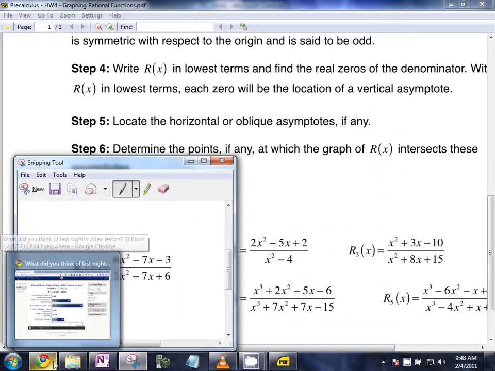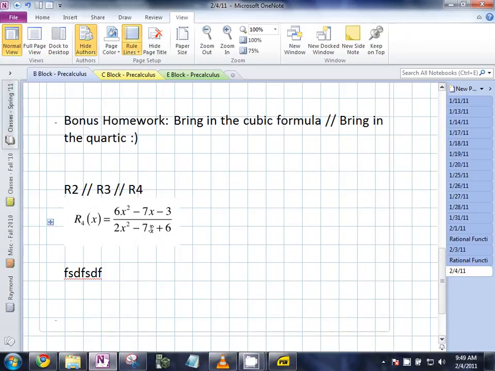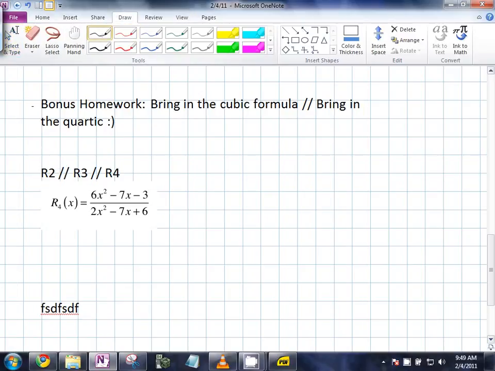So you did the first three steps, right? That's what you're supposed to do? Let's check this out. What is this program? One note. So if you want to examine this in terms of DIS, domain, intercepts, and symmetry, what are you going to have to do to both the top and the bottom at some point in this process?